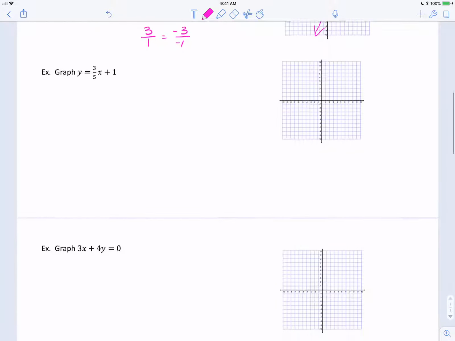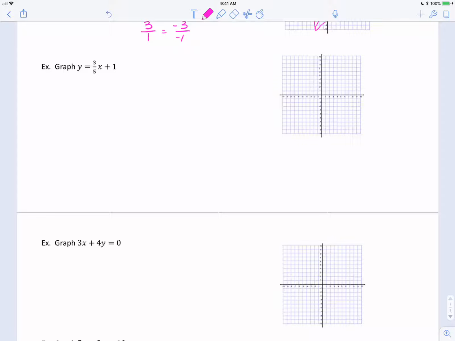All right, we have another example. Y equals 3/5 x plus 1. We're going to start at the y-intercept, which is at positive 1.